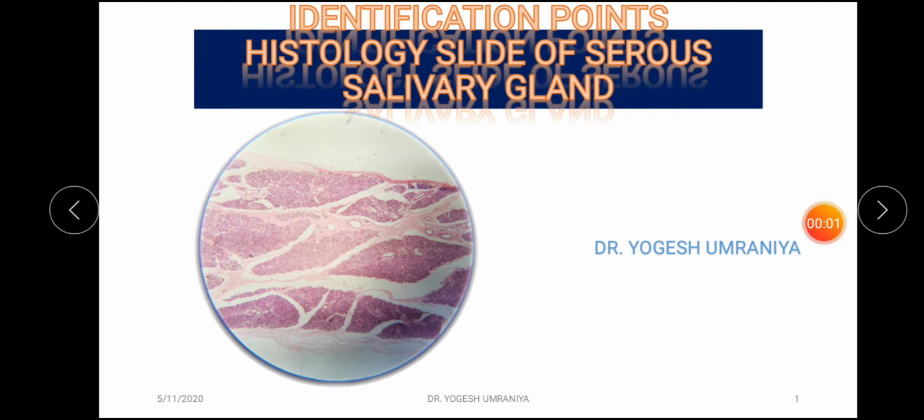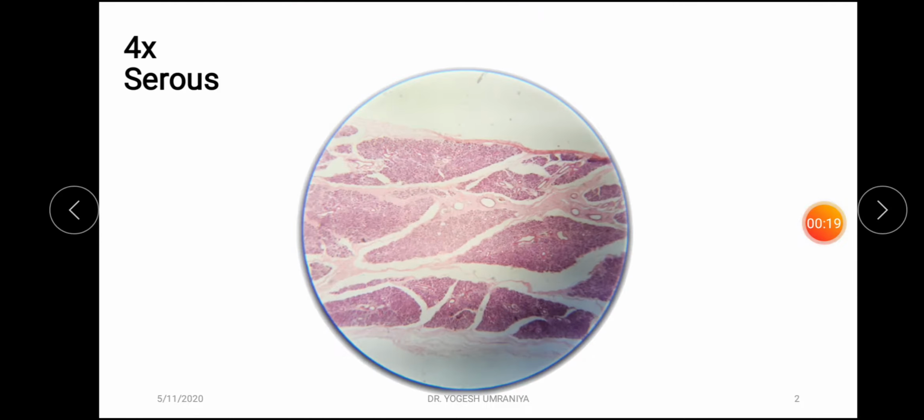So today we are going to discuss the identification points regarding the histology slide of the serous salivary gland. The example of serous salivary gland in human is the parotid gland. This is the microscopic image under the 4x magnification of the serous gland.